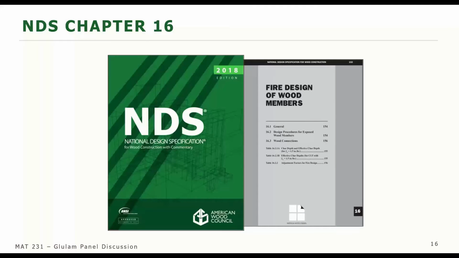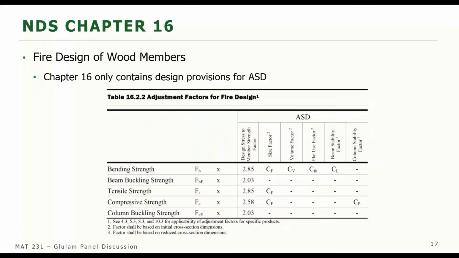Now going into Chapter 16, this is the fire design of wood members. Chapter 16 in the NDS is used for fire design of any exposed wood member. So this applies to anything you're designing with the NDS. So many of the provisions for fire design of glulam are not specific to glulam. They're used for any wood member. But there are a few instances where we do need to pay attention. There are some differences in the specification.